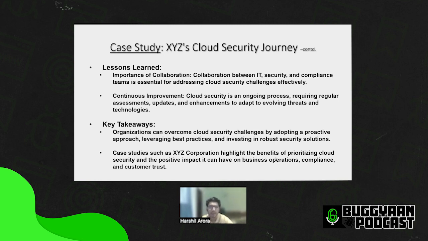And continuous improvement is definitely a gradual process which any company achieves on a regular basis, with regular scans and regular patches. Those help in continuous improvement of our security posture. Key takeaways: organizations overcome cloud security challenges just by adopting security early in the life cycle and just using best practices or having a baseline document for configurations so that none of the security requirements are overlooked.